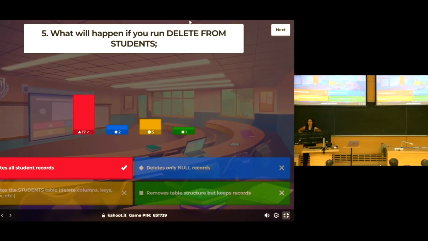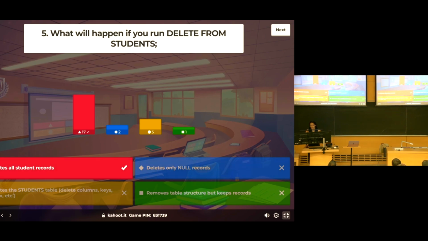Okay, so what will happen if you delete from students? Delete all the student records. Thanks to 17 who answered correctly. So 5 of you said delete the student table, delete columns, etc. We don't write table, right? This is not the correct syntax. The student is a table, so you just write delete from table name, right? And it doesn't delete only null records.